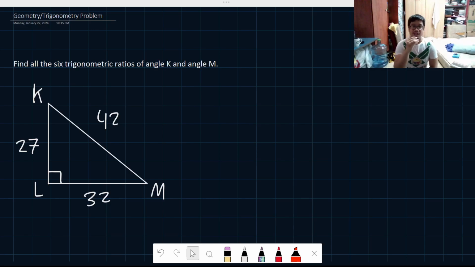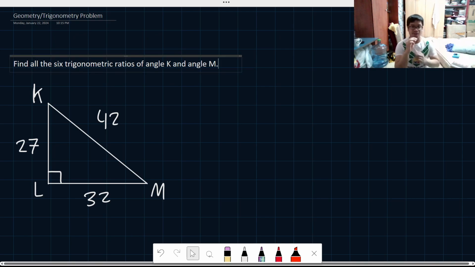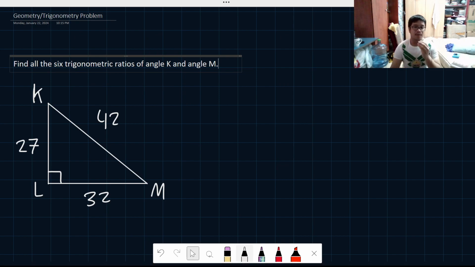Let's find all the six trigonometric ratios of angle K and angle M. So let's recall all the six trigonometric ratios and the parts of a right triangle with a given acute angle. All right. So we have six trigonometric ratios. Let's start first with the basics, or the three common trigonometric ratios.